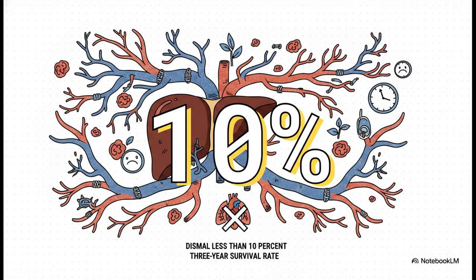But here is the stark reality. Despite everything we just discussed, despite anticoagulation, stenting, and TIPS, the 3-year survival rate for Budd-Chiari syndrome is a dismal less than 10% without a liver transplant. It is a profoundly lethal progression.